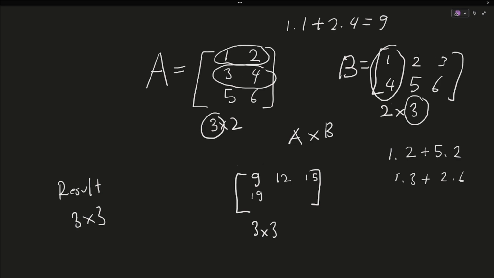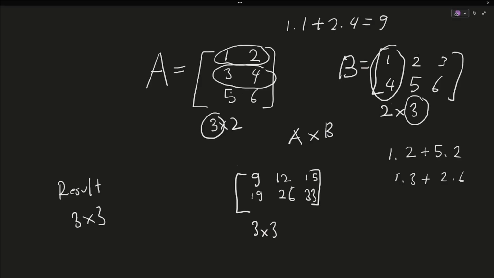Do the same thing for 2 and 5. So we will have 3 times 2 and 4 times 5. So we will have 26. And for the third one, we will have 3 times 3 plus 4 times 6, 24 plus 9, and this will be 33.